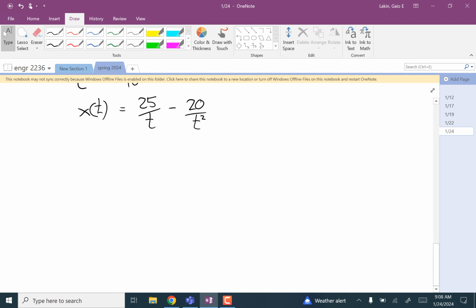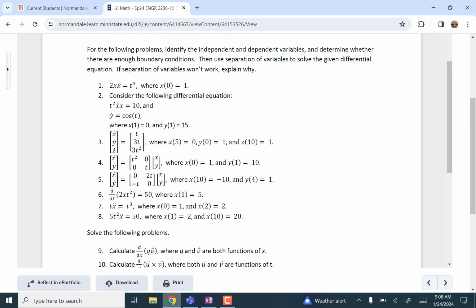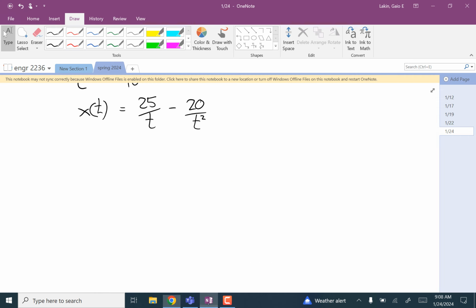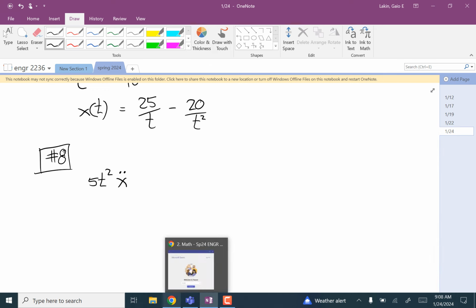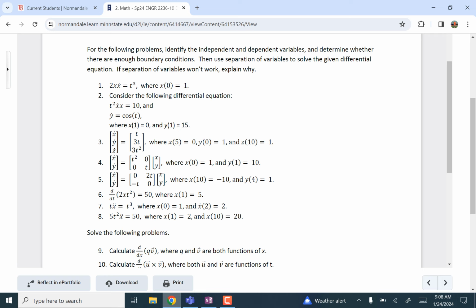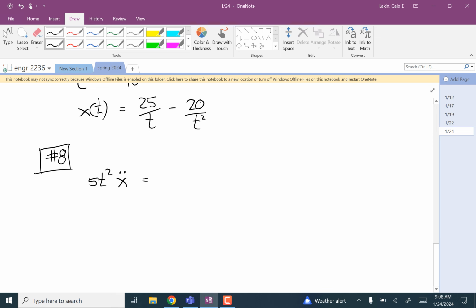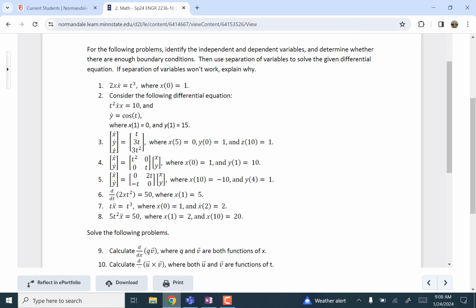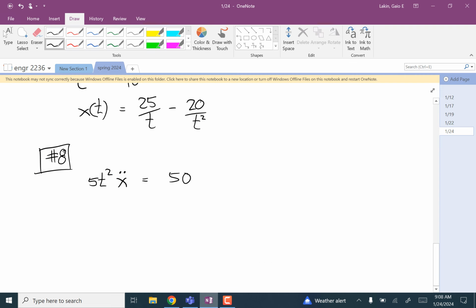Could you go over number 8 from math? From math, sure. Yeah, I got a different answer than you got. Okay, 5t squared x double dot. The first thing I did was I divided both sides by 5, which you couldn't do. 5t squared times x double dot is equal to 50. And the boundary conditions, x of 1 equals 2 and x of 10 equals 20.